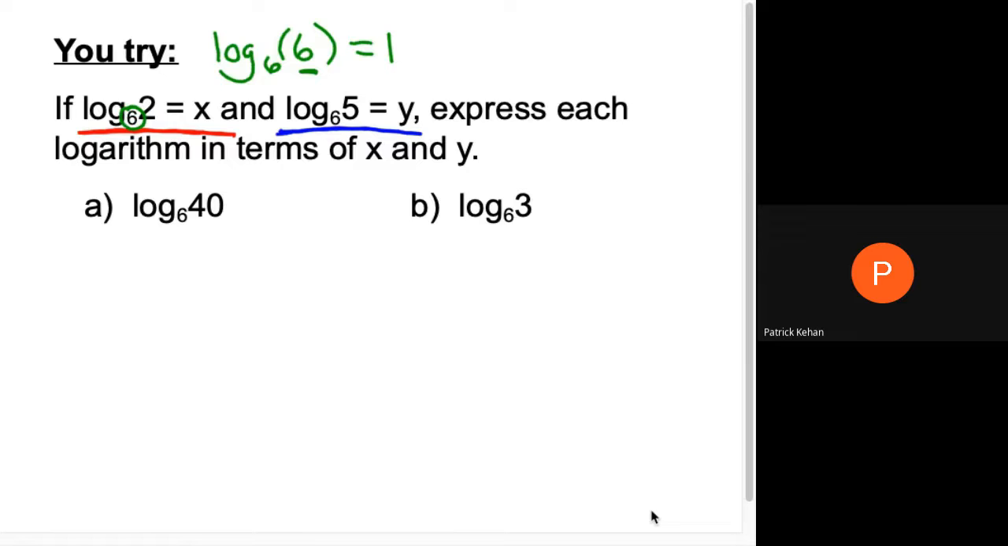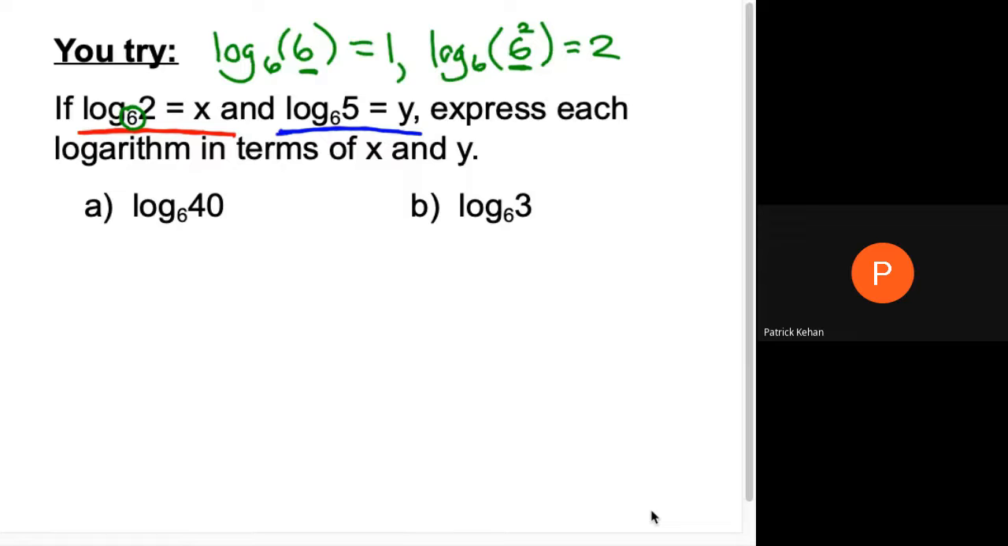You know, and this can continue, right? Log base 6 of 6 squared, which is really 36, right? We know that that is equal to 2, and so on, right? So these argument values, 6, 36, 216, can be helpful in some cases. You don't always need to use them.